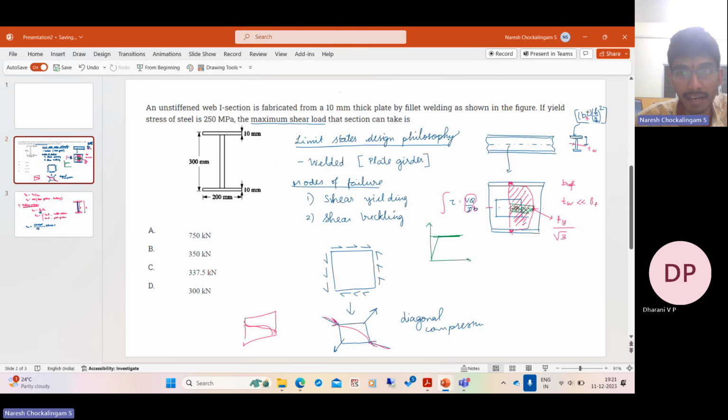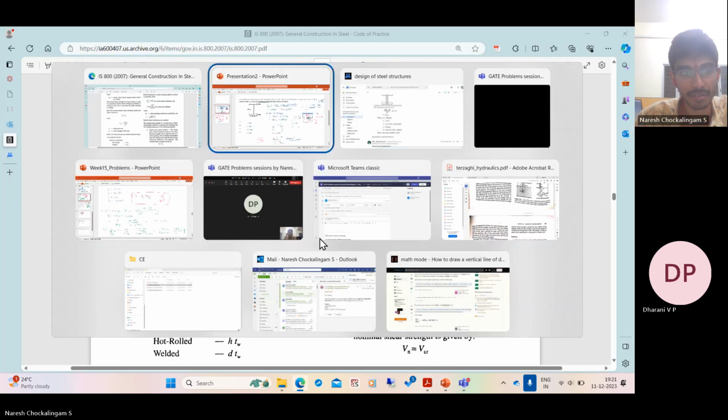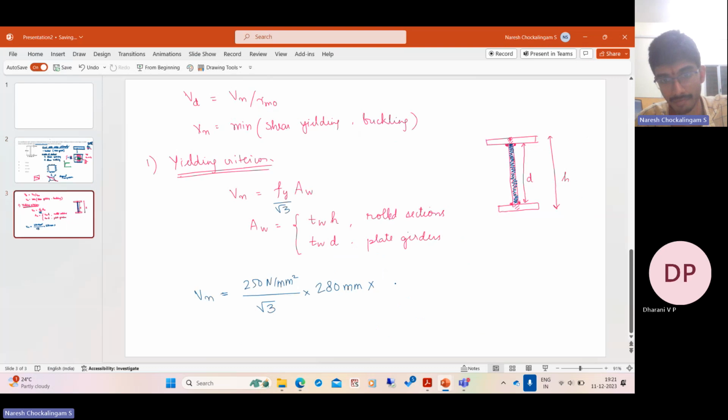And they say the plate thickness is 10 mm. So flanges are 10 mm and the web is also 10 mm. So here it is 10 mm.